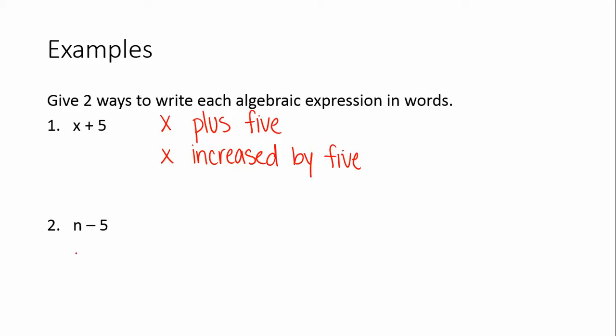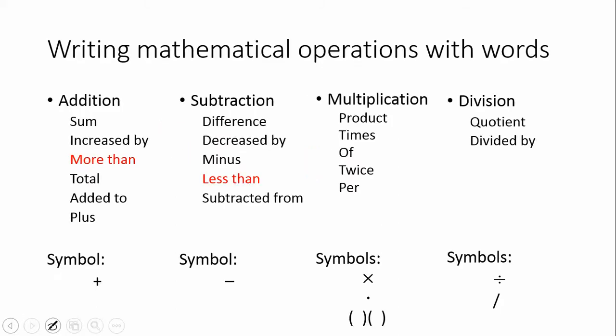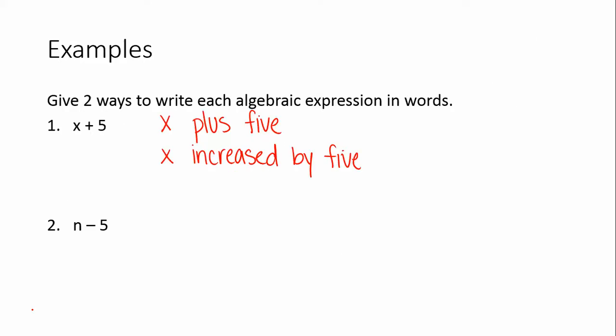Now you might have noticed in that list that the words more than and less than are in red. And that's because when you are writing the algebraic expression in words and you're going to use more than or less than, you actually need to switch the order of the x and the 5. So here we would say 5, and for addition we use more than x. And that's something you're just going to have to remember. Now for addition, technically order doesn't matter, but for subtraction it absolutely does. So just get in the habit of every time you see more than and less than to flip the order.